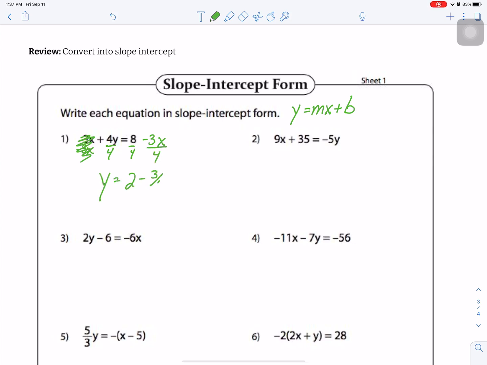2 minus 3/4 x. I could put that negative 3/4 as a decimal. It is a fraction, but there's no point to actually do that extra work. If you did 2 minus 0.75x, that works. If you wrote it as y equals negative 3/4 x plus 2, that also works. It's just a commutative property. I can switch two things around when I'm adding.